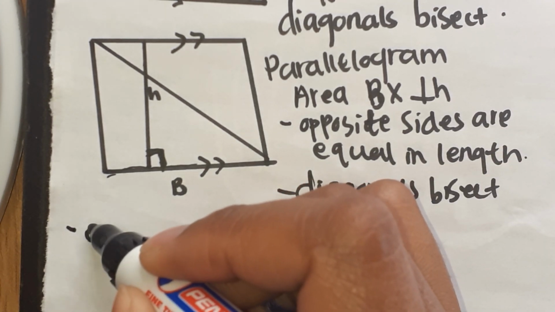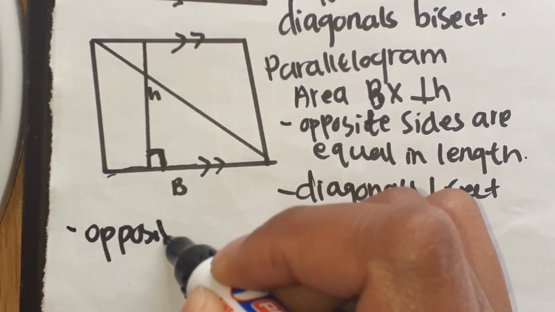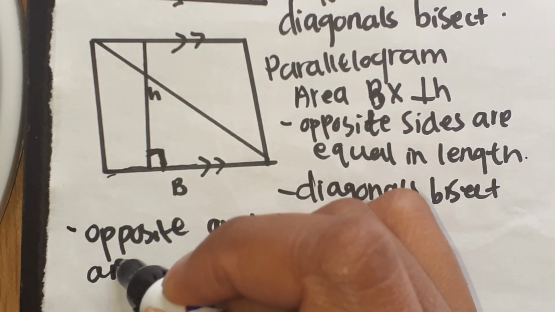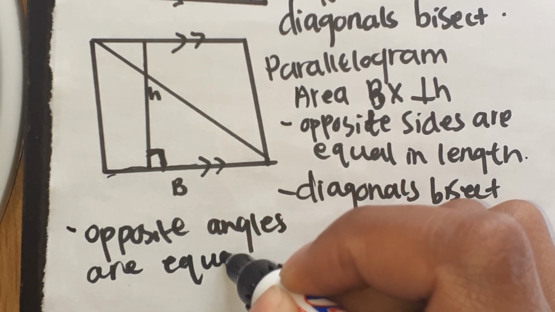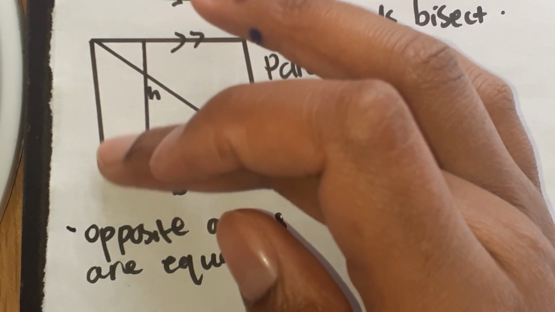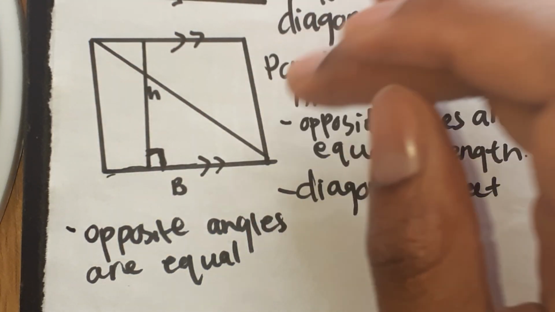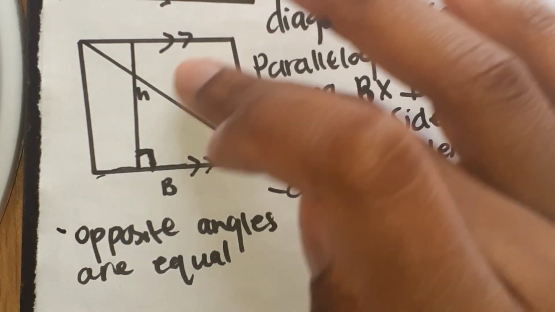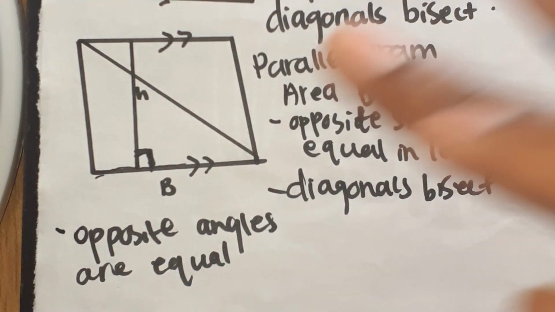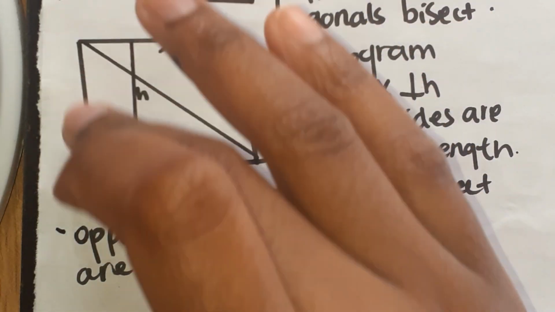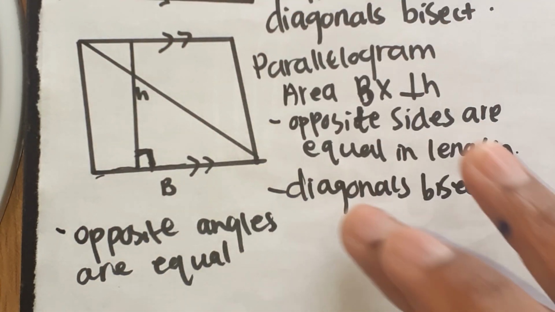So another thing is that opposite angles are equal. So opposite angles are equal, or you can have opposite. These ones are vertically, so we just have this one are opposite.